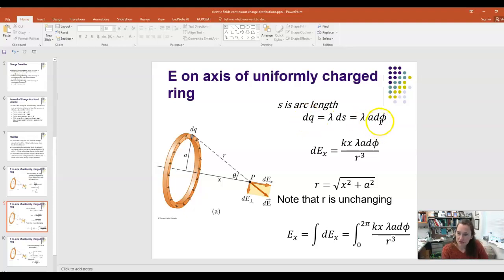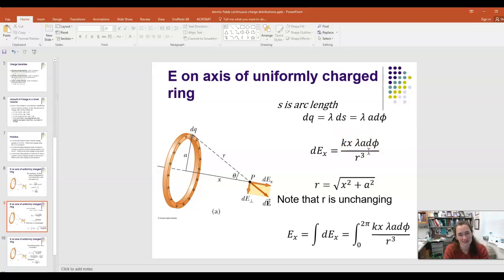Okay, now that I've got my dq written out, then I can write out my full expression for dEx. My dEx would be equal to k dq over r squared times cosine of theta, okay? So in this case, my k is there, my dq is lambda a d phi, right? And then we're dividing by r squared, and then we're multiplying times cosine of theta. And cosine of theta was x over r. So that full expression for dEx here is then k lambda a d phi over r squared times x over r, which gives you kx lambda a d phi over r cubed.